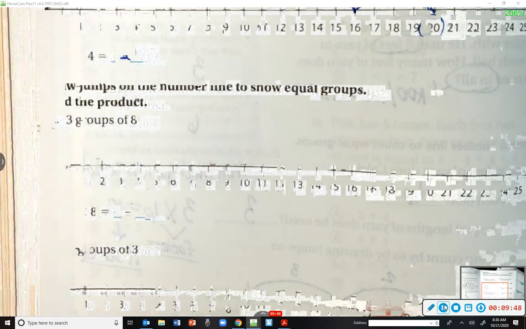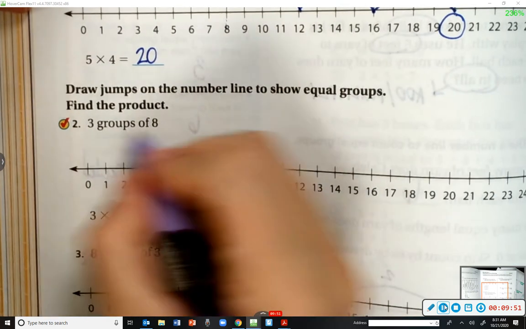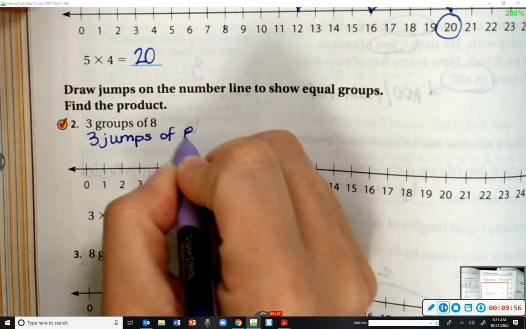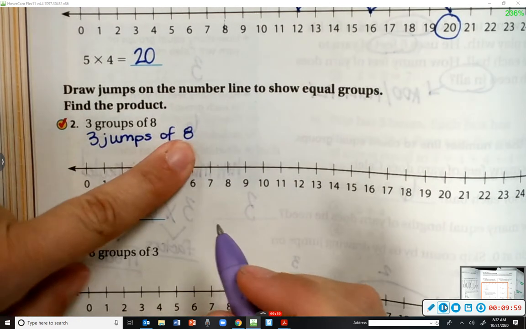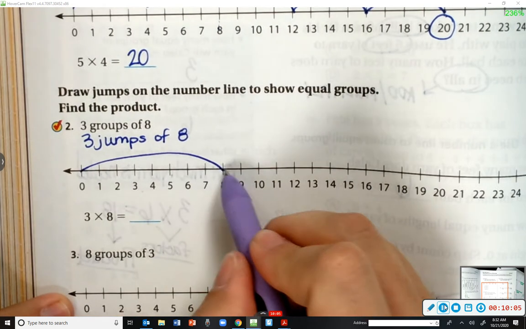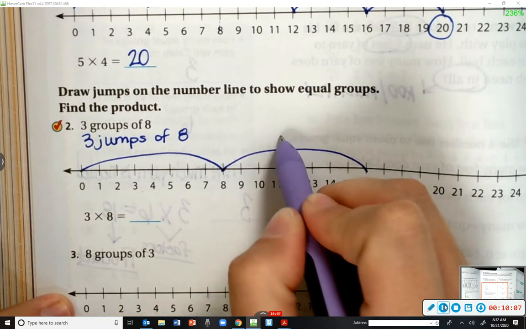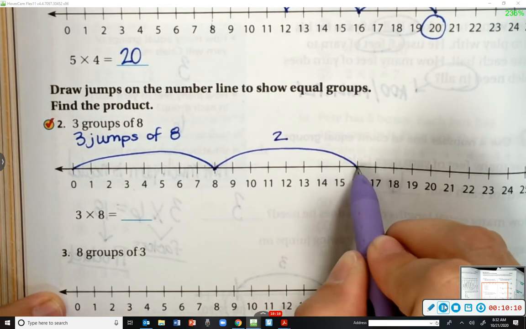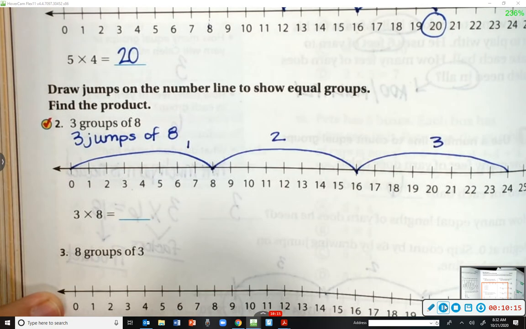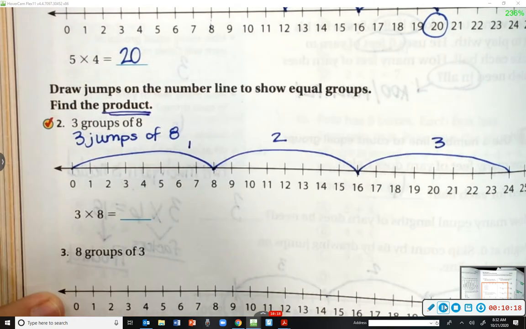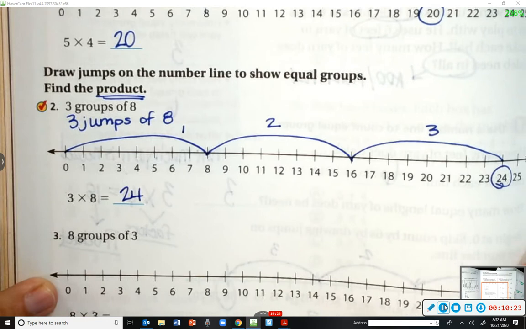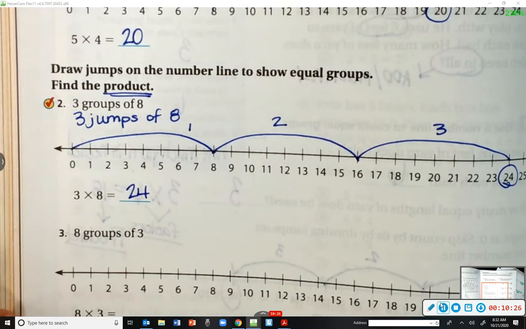Okay, let's see what you got. So if it says 3 groups of 8, then that's the same thing as saying 3 jumps of 8. So I'm going to jump 3 times skipping by 8. So my first jump goes from 0 to 8. And then 8 to 16 would have been your second jump. And then 16 to 24 would be my third jump. Okay? So my product is 24. We stopped at 24 on the number line, so that is my answer.